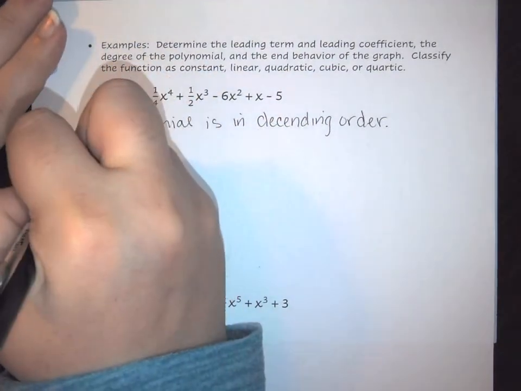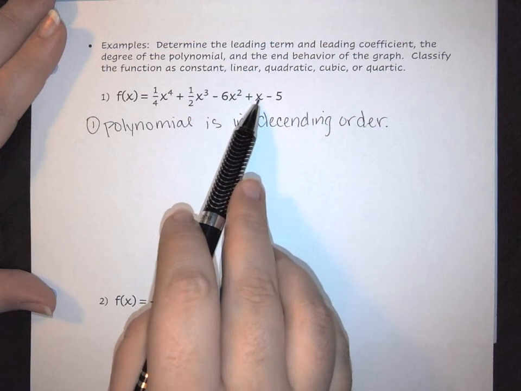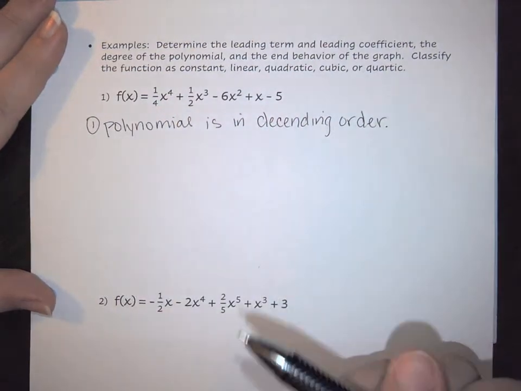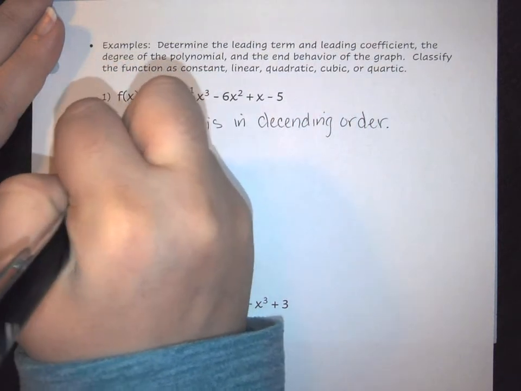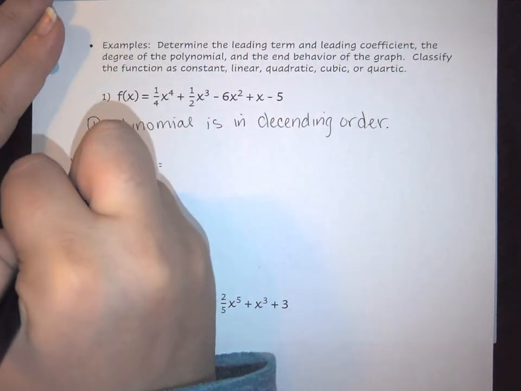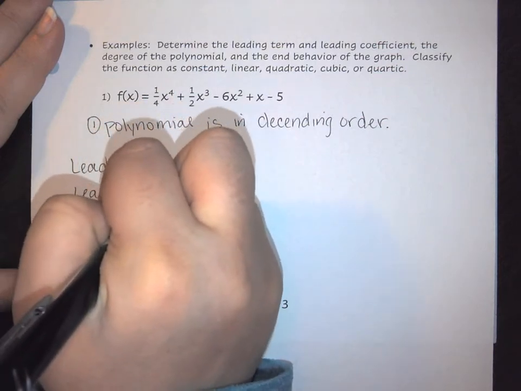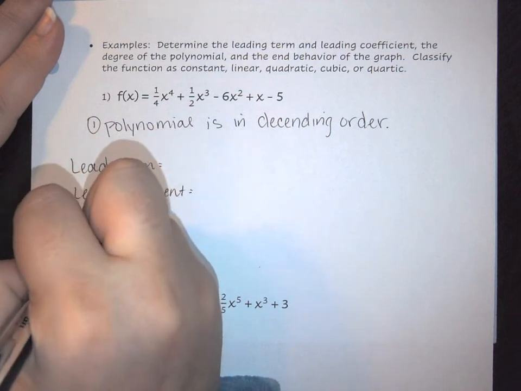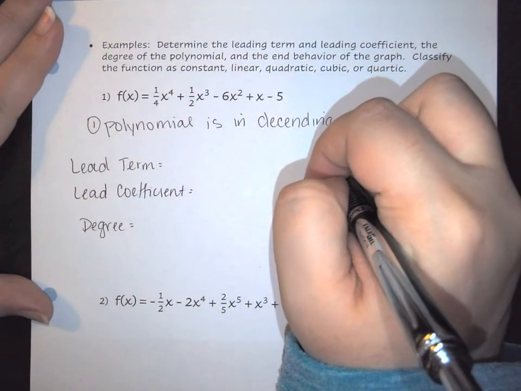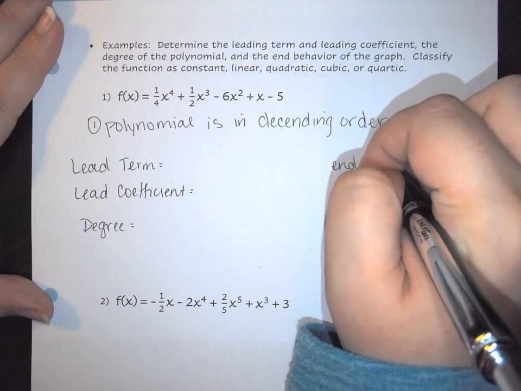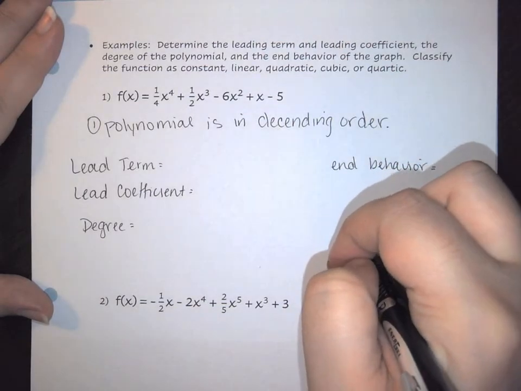So with that, if you look at this, we have x to the fourth, x to the third, x squared, x, and then the constant. So this already is in descending order. So now we need to have your leading term, your leading coefficient, your degree, and then we need to know the end behavior, and we need to know how to classify it.